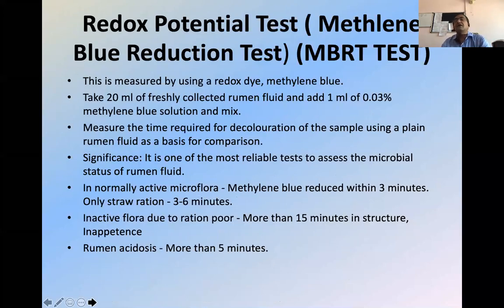For that, this is the test, and this is one of the most reliable tests. So we will do this test in our laboratory. This is called the redox potential test or methylene blue reduction test, the MBRT test. This is just a simple test.